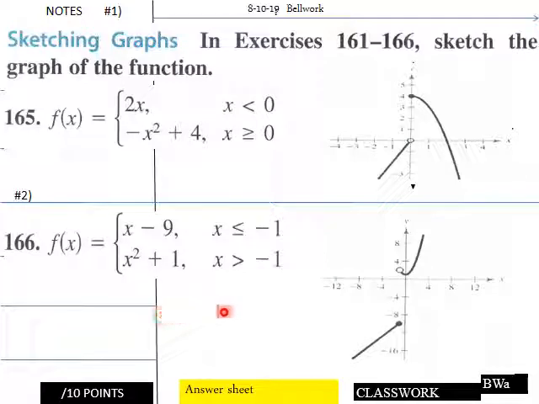And then for the second one, you have a parabola that points upwards. X is greater than -1, so your parabola starts here at -1 and goes up like that, plus 1, so it has a y-intercept at 1. And then x minus 9, x is less than or equal to -1. It starts here with a positive slope of 1, and it would have a y-intercept at -9.